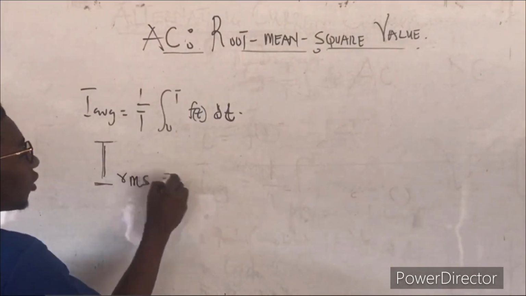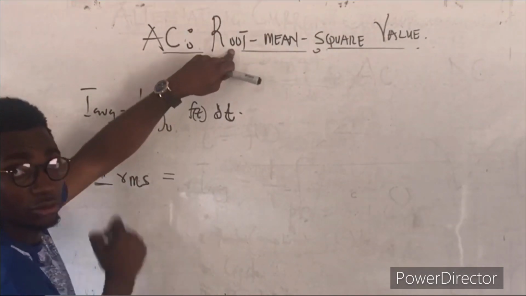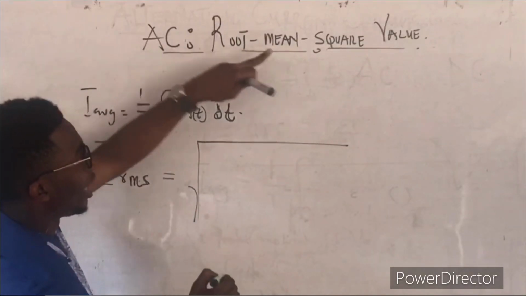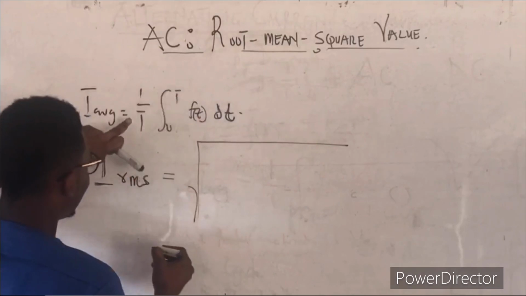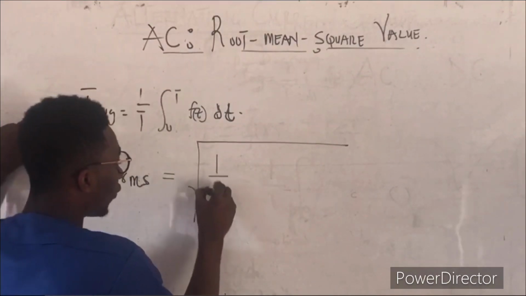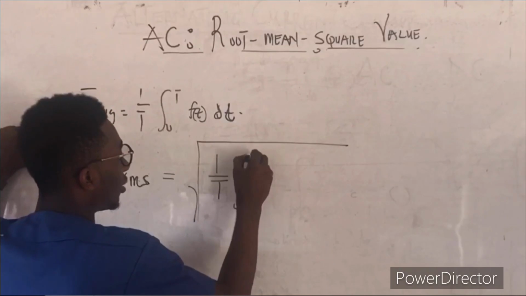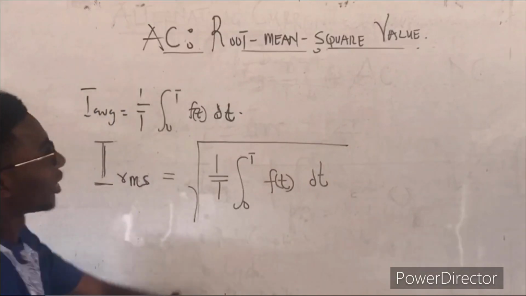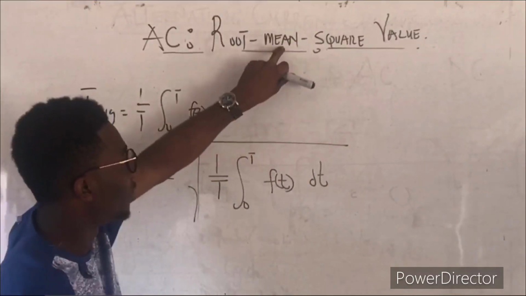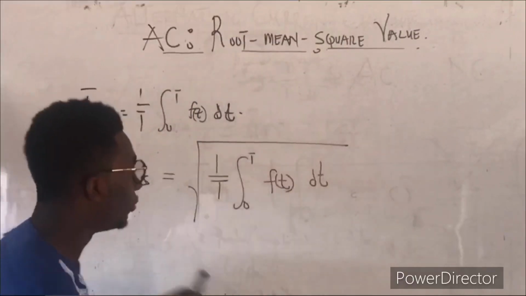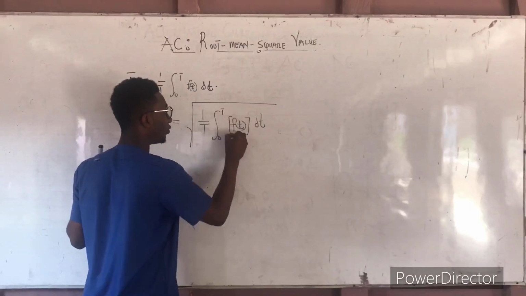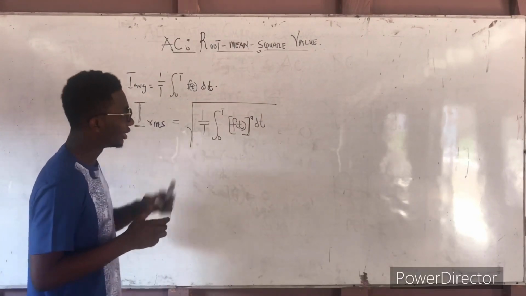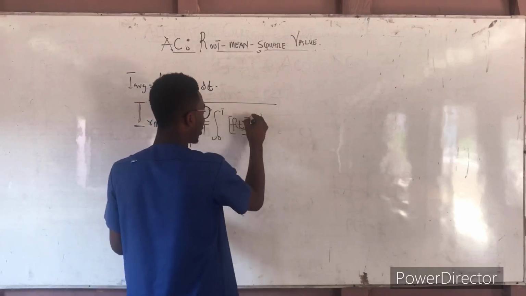then it is simply a root. So we know the square root, and the mean, which is the average value. The average value is 1 over T, integral of the function f of t dt, and the function of the mean value should then be squared.